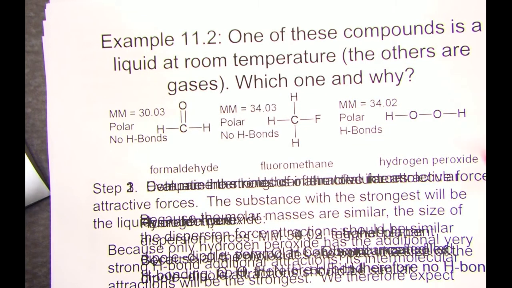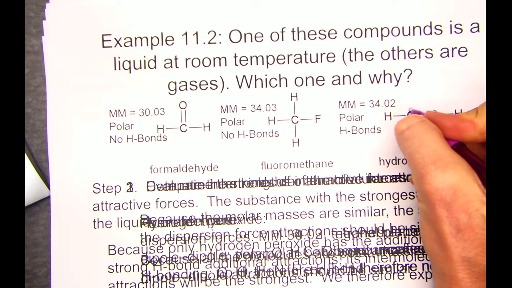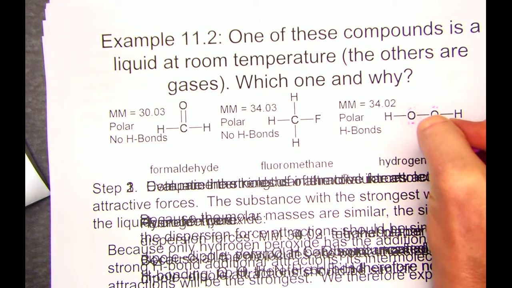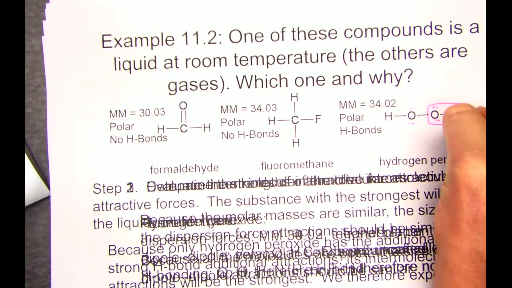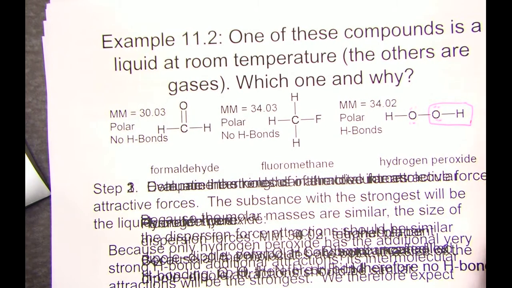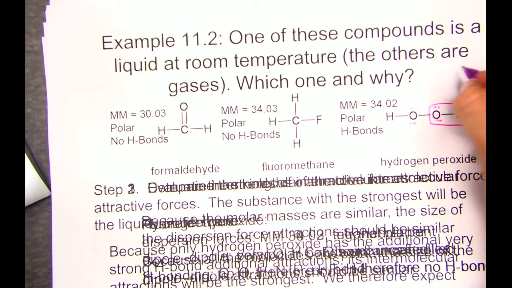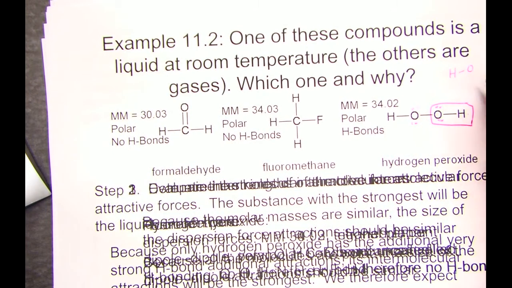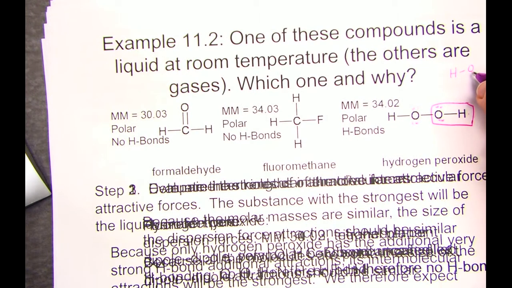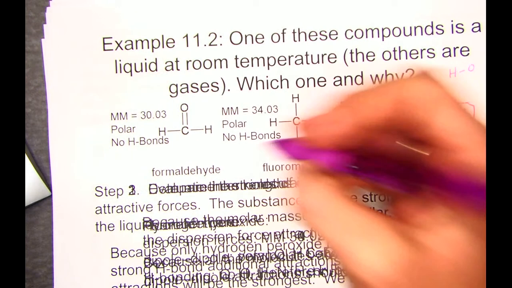And hydrogen peroxide, H2O2. What I clearly see here, again with these oxygens, I can see a hydrogen connected to an electronegative element called oxygen. We are discussing hydrogen bonds. Hydrogen has to be either attached to an O, hydrogen attached to an N, or hydrogen attached to a fluorine.